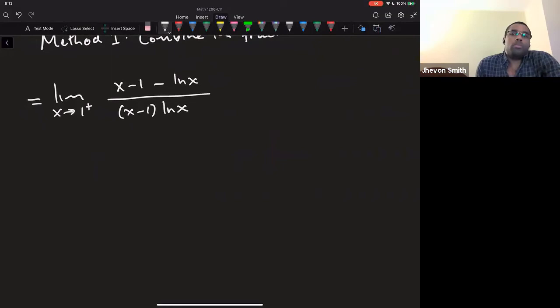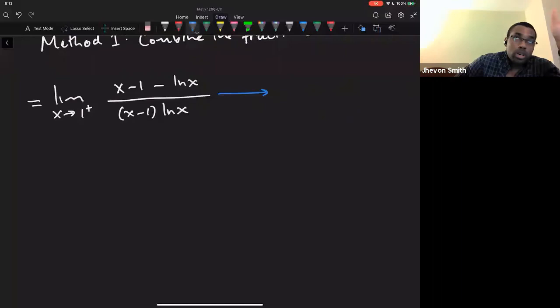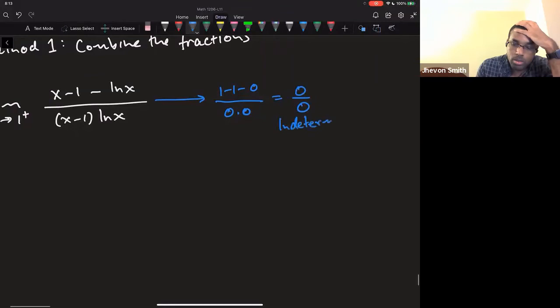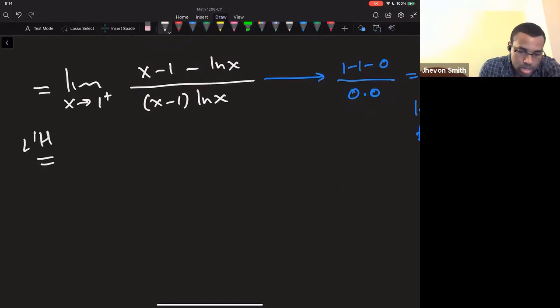What would this approach? If x is approaching 1, x minus 1 is approaching 0 and ln x is approaching 0, so the top goes to 1 minus 1 minus 0, which is 0. The denominator approaches 0 times 0, so this gives you 0 over 0. Indeterminate form, which means that's actually a convenient one. L'Hopital's rule applies to that one. Let's take it to the hospital. L'Hopital's rule.